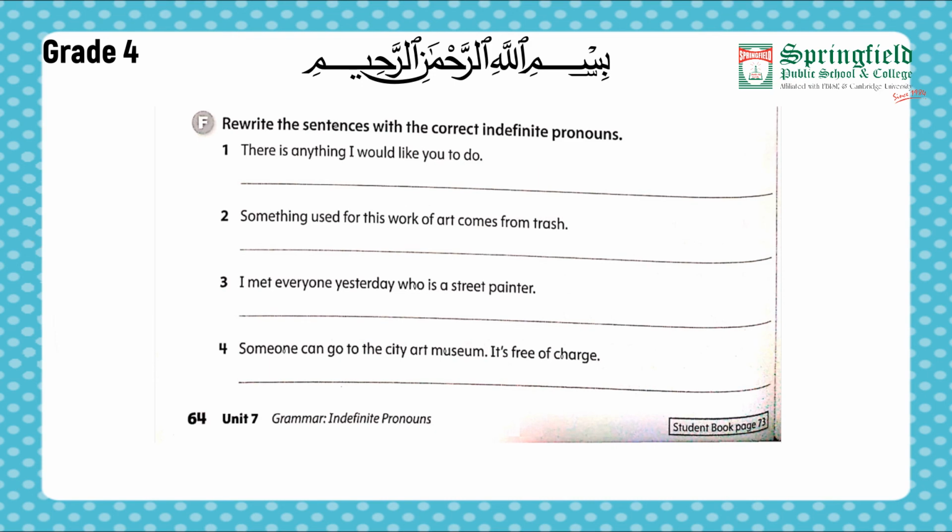Moving forward towards our sentence 3. I met everyone yesterday who is a street painter. Now how are we going to rewrite the sentence using the correct indefinite pronoun? I met someone yesterday who is a street painter. Statement 4. Someone can go to the city art museum. It's free of charge. Anyone can go to the city art museum. It's free of charge.